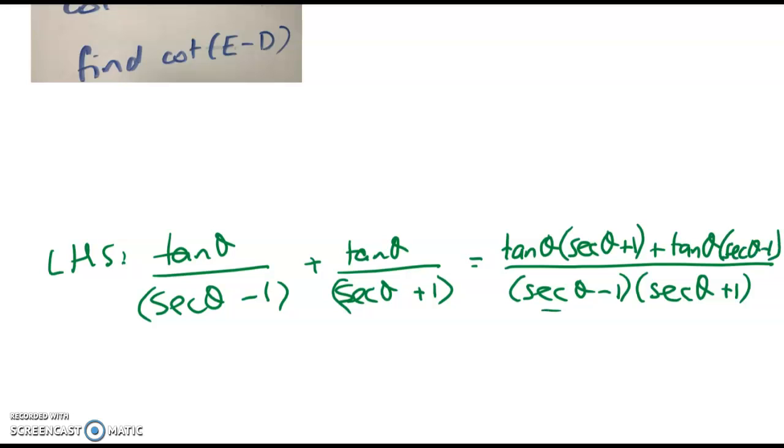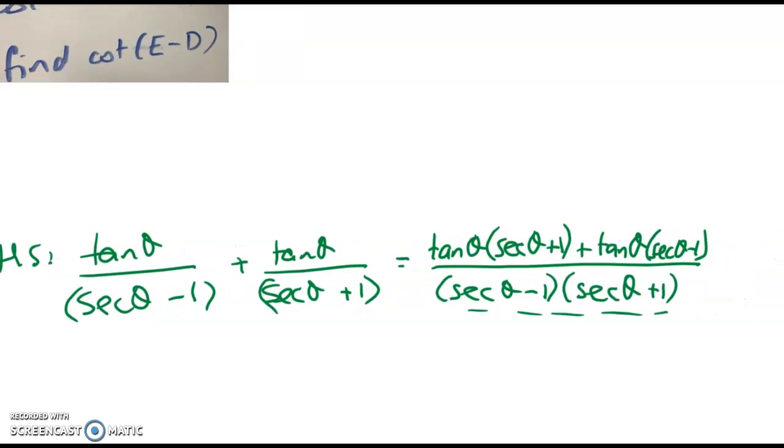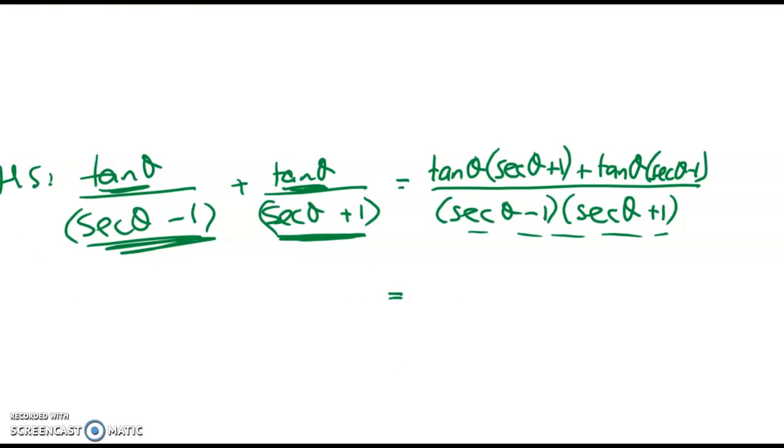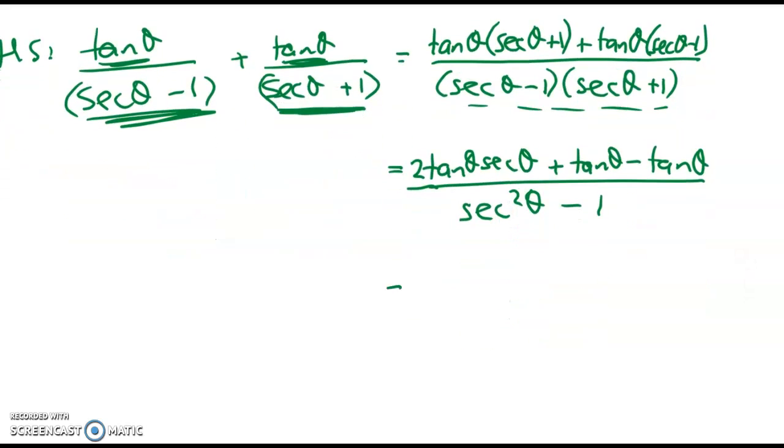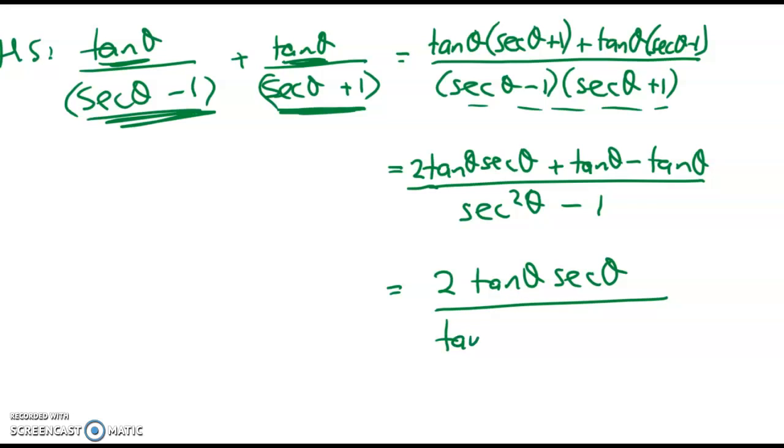So here's what I'm doing here. I've got my common denominator and I'm doing my multiplying in the bits, right? So this tan theta is getting multiplied by this, and this tan theta is getting multiplied by this. Next, I'm going to expand. So in the denominator, I've got sec squared theta minus 1, and in the numerator I've got tan theta sec theta. I've got 2 of those plus tan theta minus tan theta. That gives me 2 tan theta sec theta over tan squared theta plus 1 minus 1.